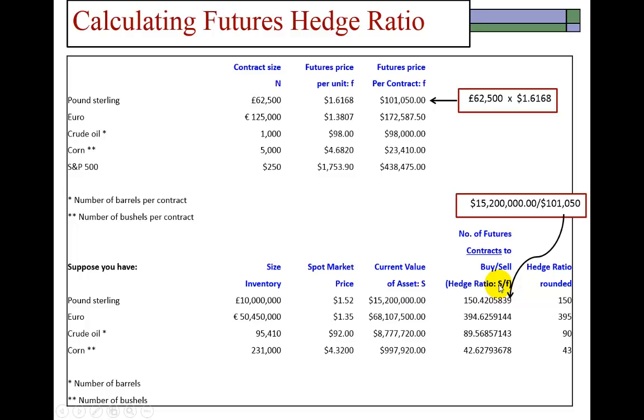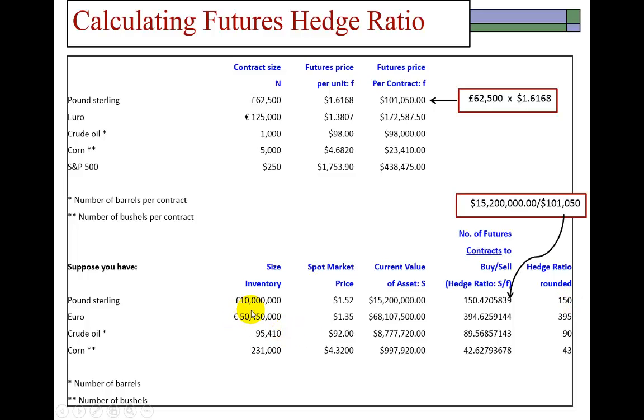The spot value of your inventory being 15.2 million US dollars and the future settlement price here being 101,050. 101,050 is right here. This is the futures contract price, which is price per unit, so to speak, multiplied by the contract size. So this comes out to 150.42 and change. However, contract sizes cannot be traded in fractions. So you've got to round up or round down. Here, round it down to 150. So this tells you that if you wish to sell pound futures to cover this position, you'd have to sell about 150 contracts. You'd have to sell 150 contracts, period.